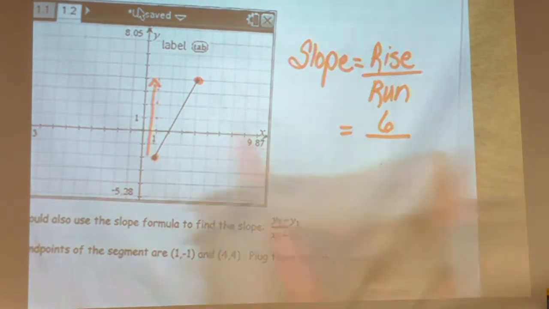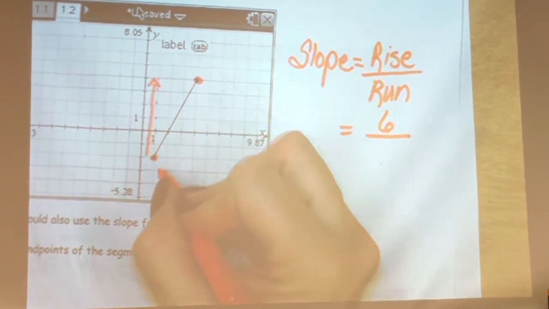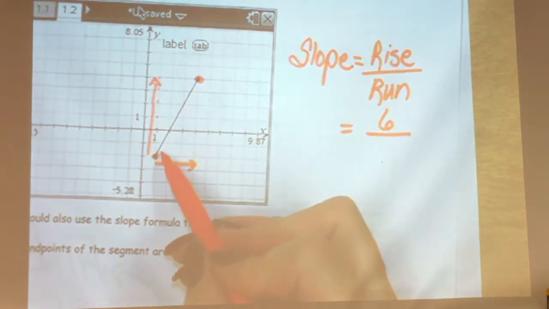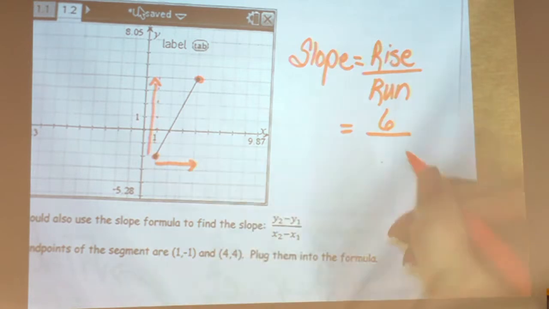Then you figure out the run, and that's how many over. How many do you have to go over to get to your other point? And this one's pretty easy to see. There's 1, 2, 3 squares. So it's 6 over 3.